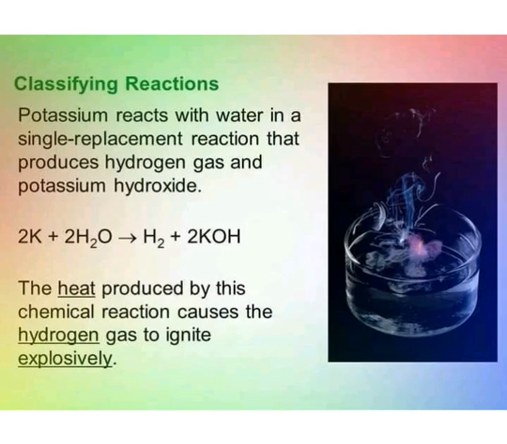Potassium reacting with water is another example of a single replacement reaction that produces hydrogen gas and potassium hydroxide. The heat produced by this chemical reaction causes the hydrogen gas to ignite explosively.